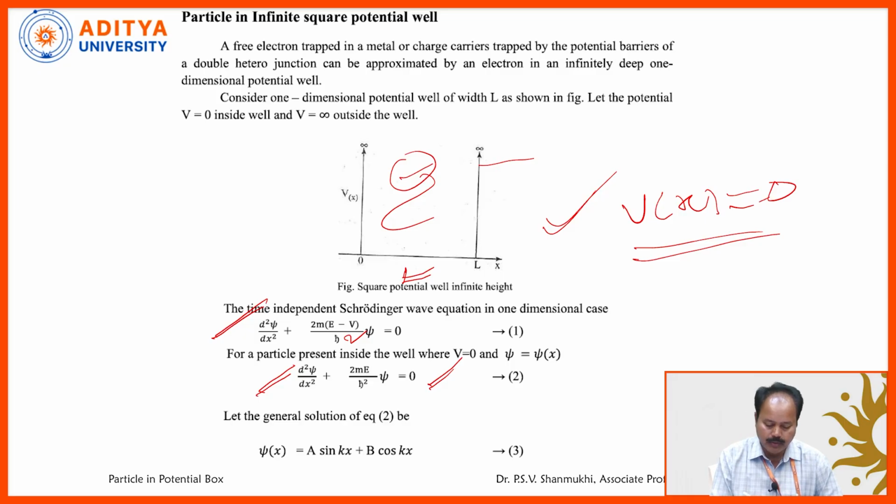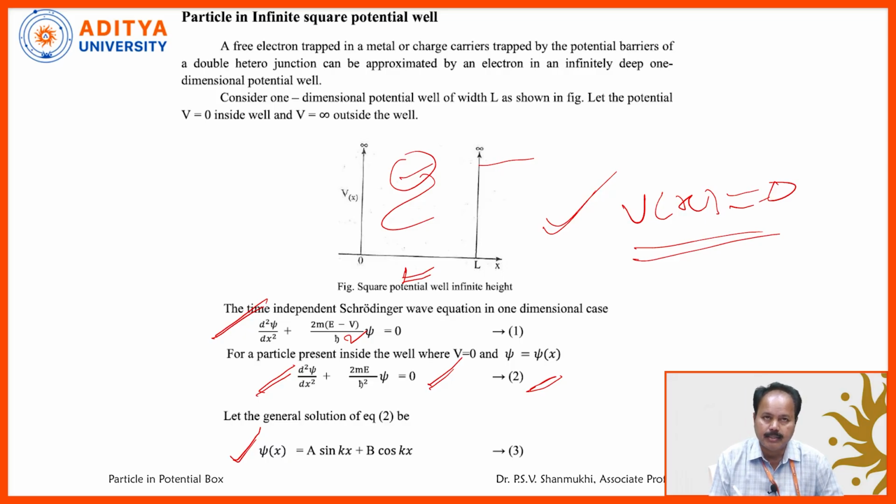To solve this, let us assume the solution as psi of x is equal to A into something plus B into something, where A and B are arbitrary constants. A sin kx plus B cos kx is taken. So the solution of equation number 2 is of the form psi of x is equal to A sin kx plus B cos kx. A and B are arbitrary constants. We can get them by applying the boundary conditions.